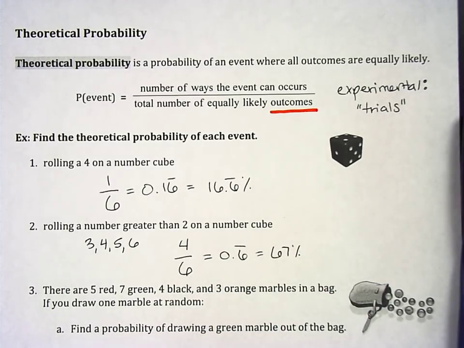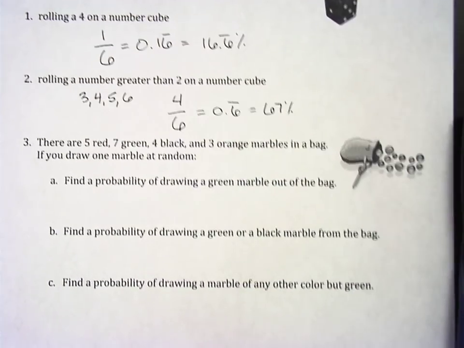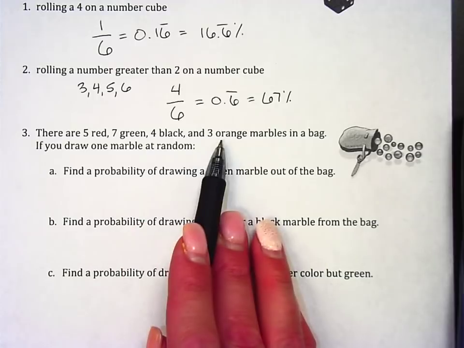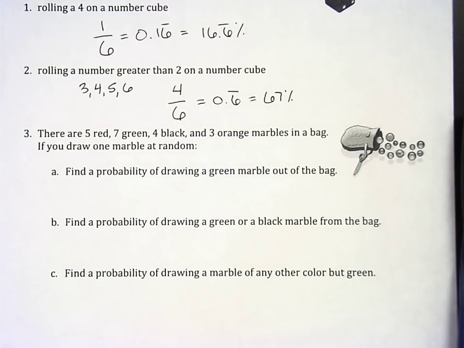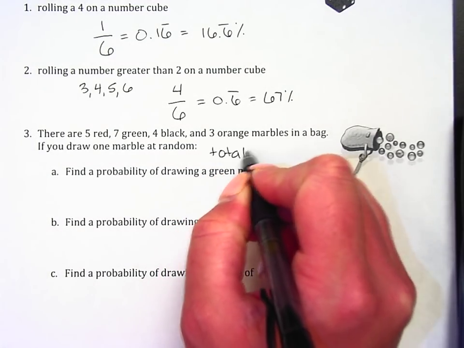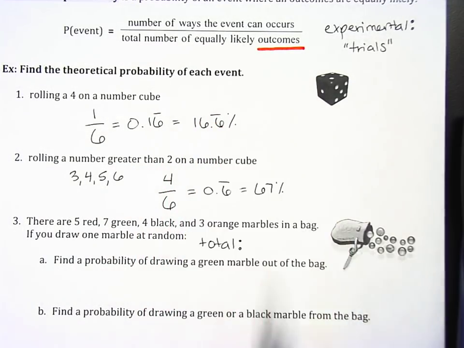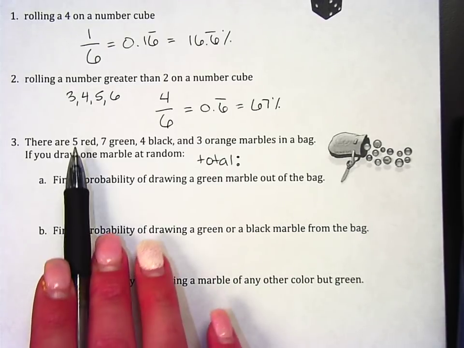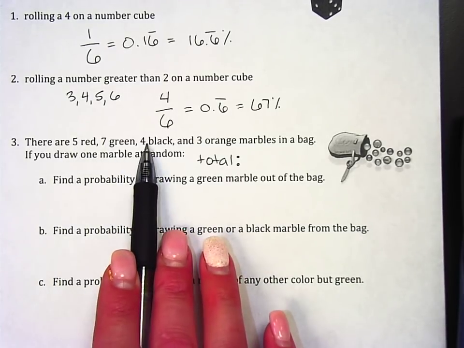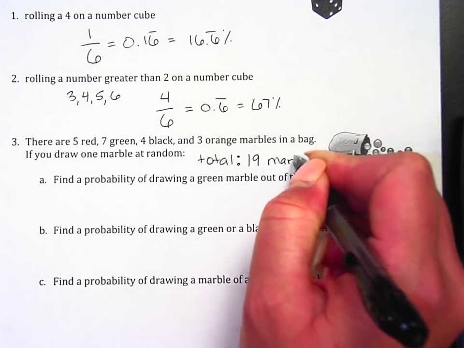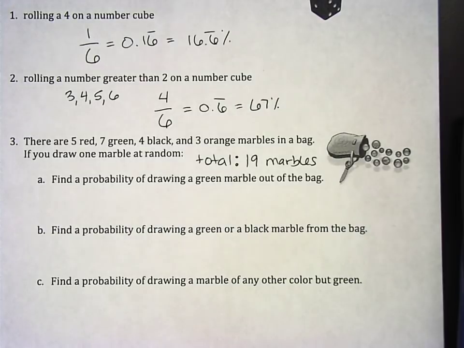Okay, all right, here's where it gets a little tricky. I have 5 red, 7 green, 4 black, 3 orange marbles in my bag. My first step in these types of problems is to find the total. If I'm supposed to make a fraction, where it's the total number of likely outcomes, I need to know how many options I have to start off with. So 5 plus 7 is 12, plus 4 is 16, plus 3, right now I have 19 marbles in my bag.